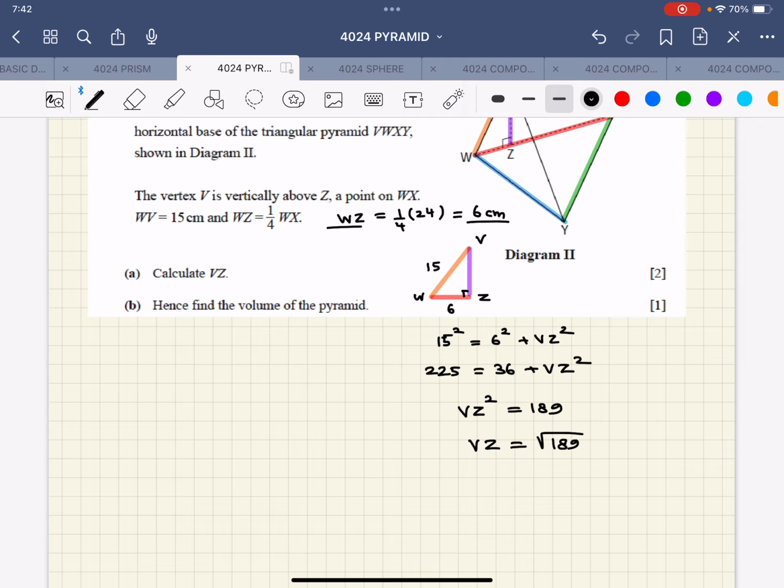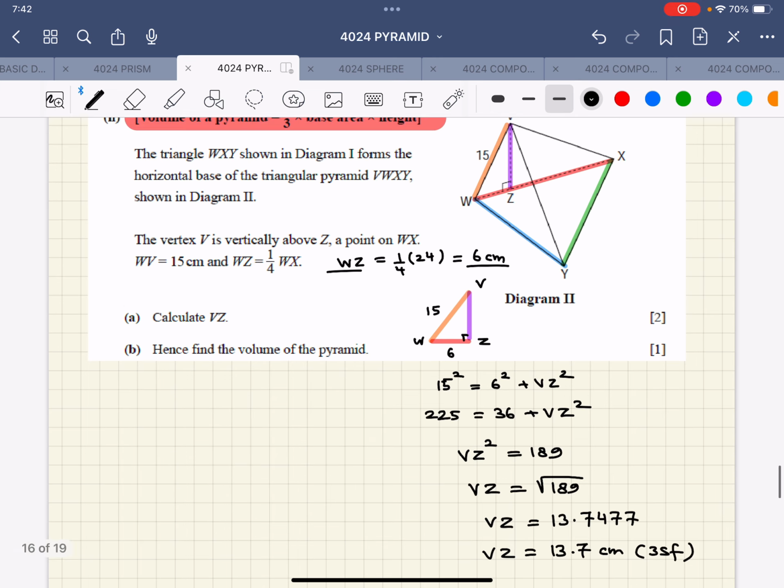Let me convert it in decimals. So where is that button? Yeah. So the button is over here. VZ is 13.7477. Therefore VZ is 13.7 centimeters, correct to 3 significant figures. Now this is done. This is part A. Hence find the volume of the pyramid.